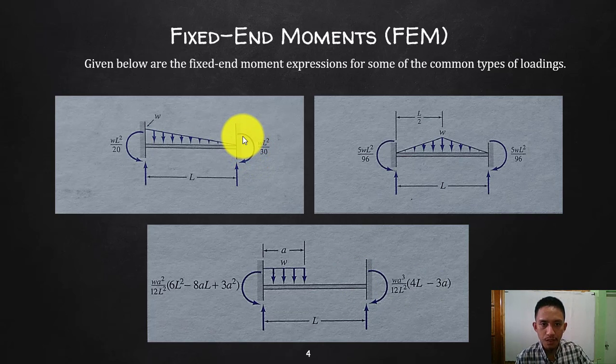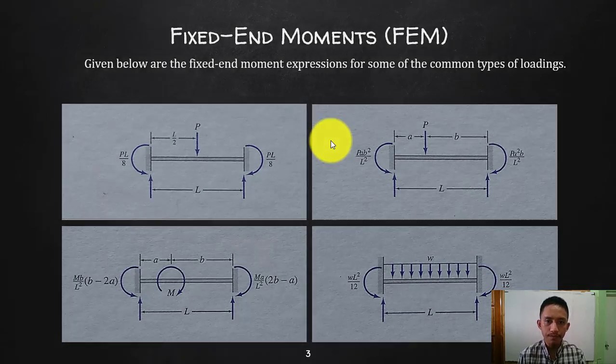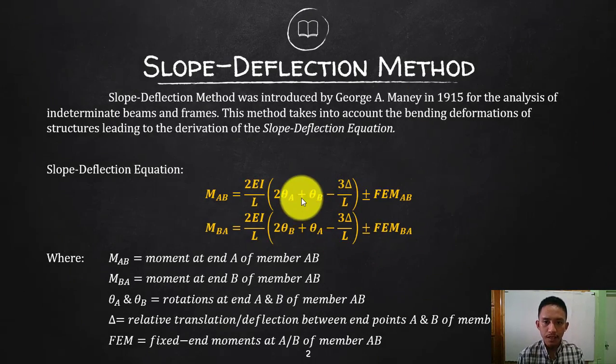And again, we assume that this is the direction of your fixed end moments, because again, these are assumed to be going down. But if that will be reversed, then all you need to do is reverse also your direction of your fixed end moments. So that's the time your signs will change also. Okay, so that is our formula. Theta A, theta B, delta over L, FEM, plus or minus whatever that is.